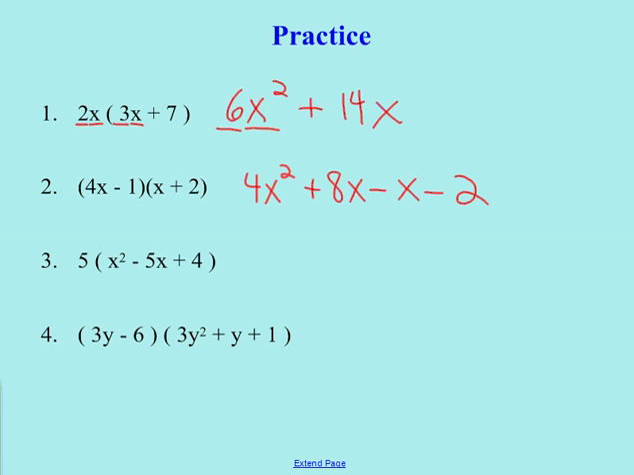Now when I do this, I notice that I have like terms here in the middle. I have two x terms, and I always want to combine like terms when possible. So in this case, I'll have 4x squared plus 7x minus 2.